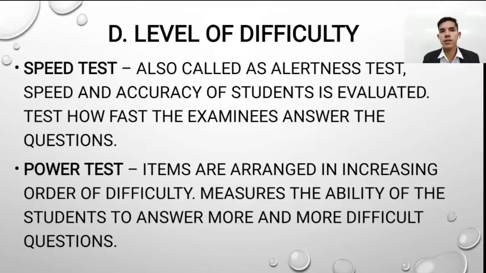Okay, next is about the level of difficulty. We have the speed test, also called alertness test. Speed and accuracy of students is evaluated. It tests how fast the examinees answer the questions. So in speed test, sinusukat lang kung gaano mo kabilis masasagutan yung isang sagot. So, yung isang tanong, gaano mo kabilis kayang sagutan? It's either kahit mahirap ba yung question, mabilis mo lang masasagot.